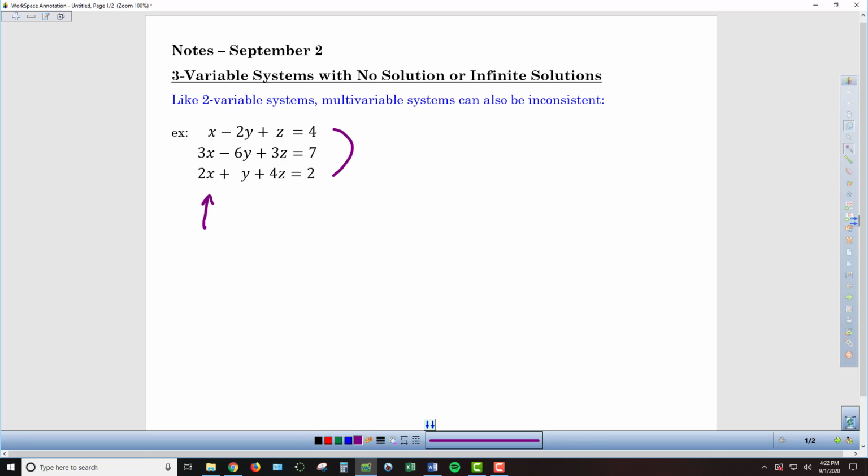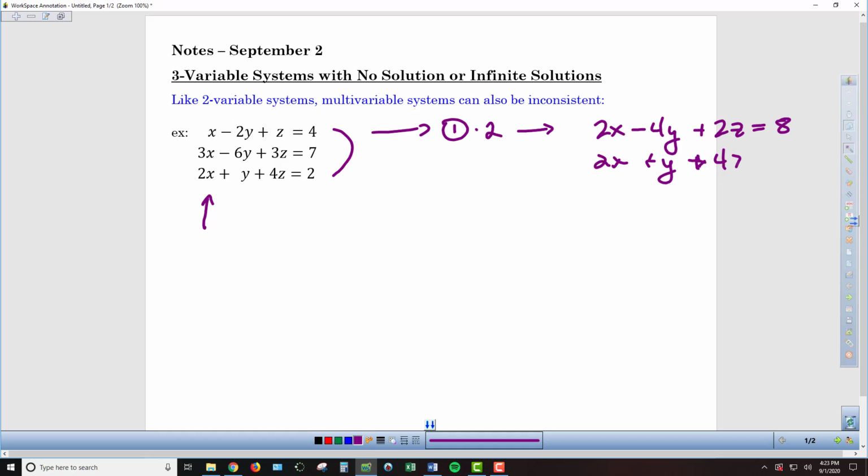Well, to make that happen, I'm going to have to multiply that top equation by 2, because I want to have the x's have the same coefficient. So I'm going to multiply that top equation by 2, and so that's going to lead me to 2x minus 4y plus 2z equals 8. Got to remember to multiply everything in that equation by 2. And then the bottom equation, I'm just going to copy as is. So I'm going to have 2x plus y plus 4z equals 2. So I don't have to do anything to that one.